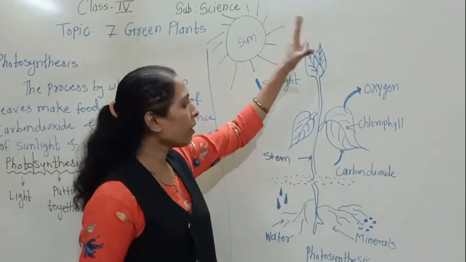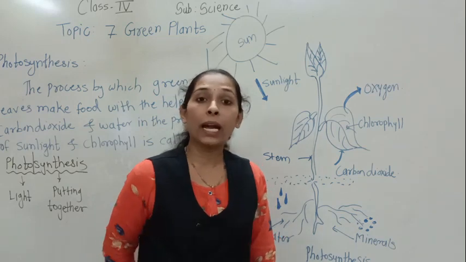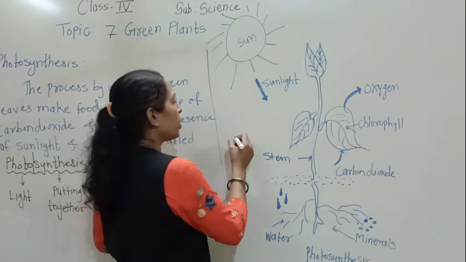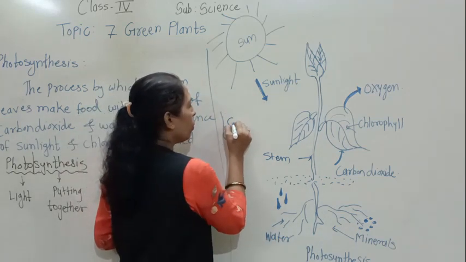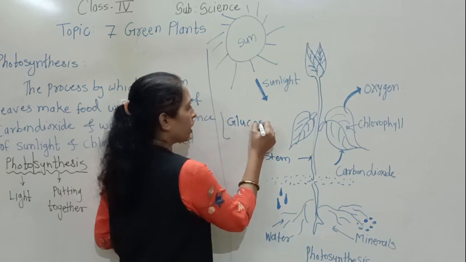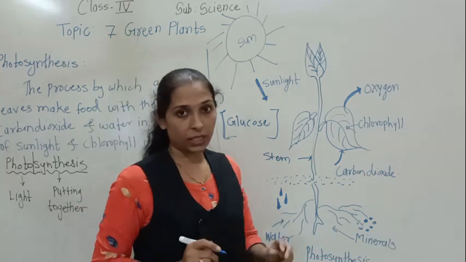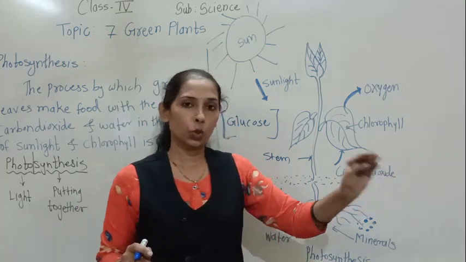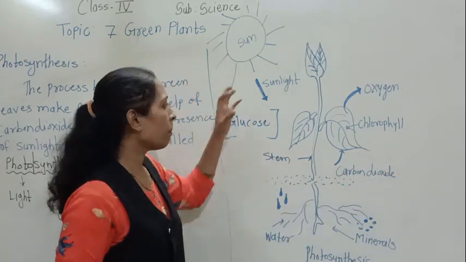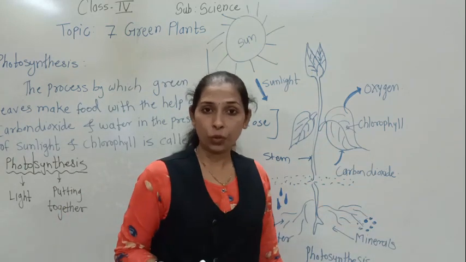Okay, whatever food is prepared by the plant, it is nothing but what? Simple sugar, that is what? Glucose. Whatever food is made by the plant, it is in the form of glucose. It is one type of simple sugar. Okay, so in this way the plants are making their own food.